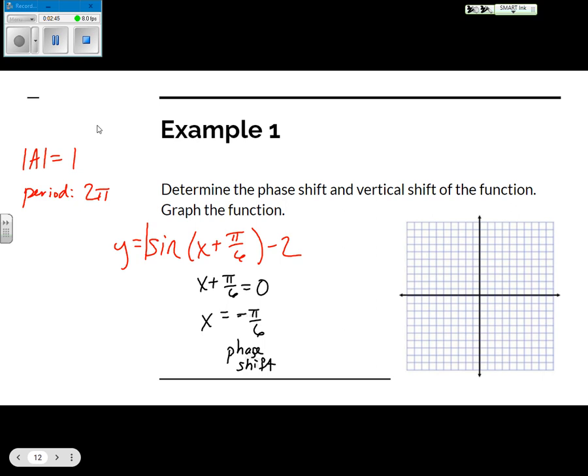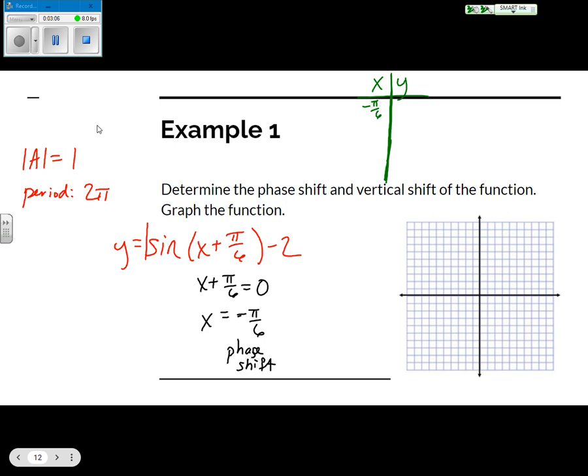And so I posted another video about this. If you look in Google Classroom under the material, someone else doing this, maybe better than me. But what that's going to do is give me a starting point of where my sine graph is going to start, -pi over 6.